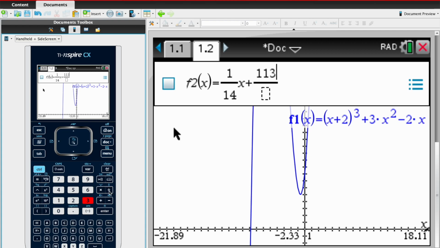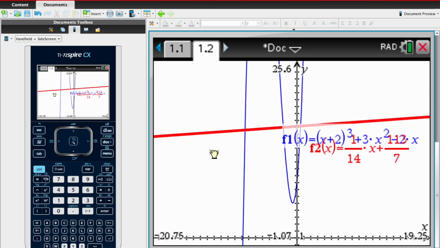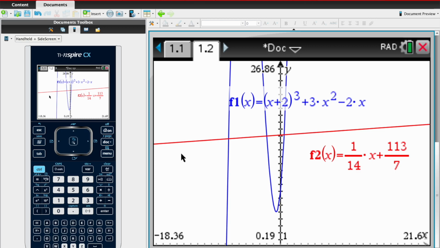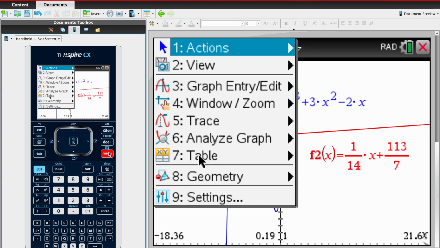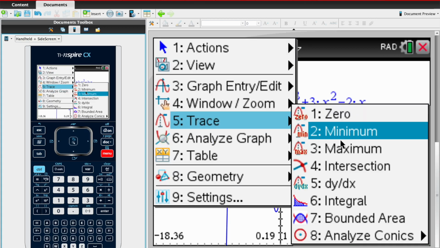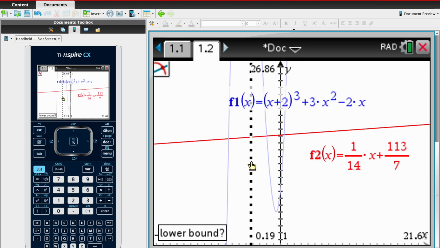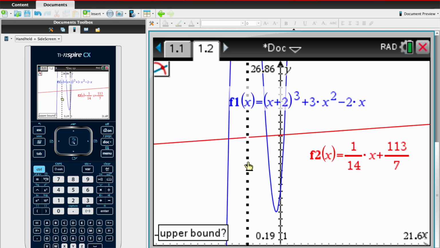113 over 7. Okay. There's our function, and it looks pretty good. It maps what we have over here. Let's go menu, analyze graph. Let's find the intersection between 2 points. This one, if all things are good, should be at 216, and it is. That's very nice. Looks like we're in a good place.